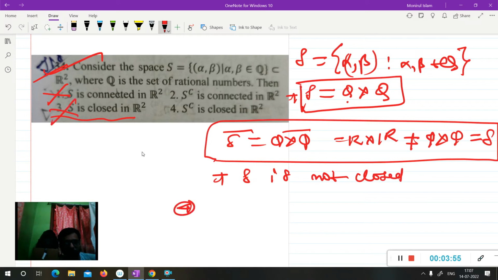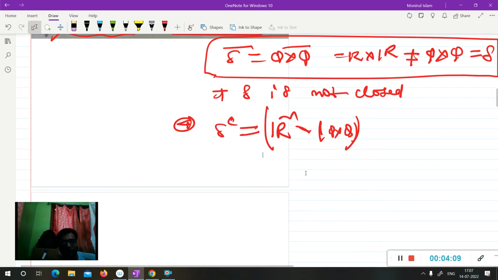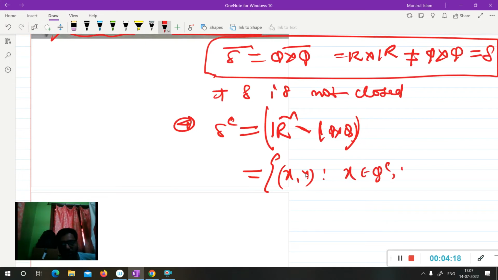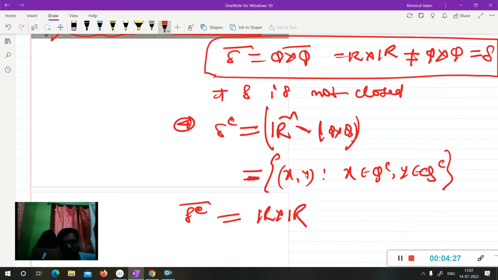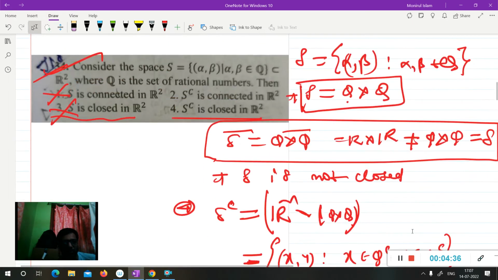Now option 4: S complement is closed. S complement will be R2 minus Q cross Q, which contains ordered pairs x, y such that x belongs to the irrationals and y belongs to the irrationals. If you take the closure of this set, it gives R cross R, which is not equal to S complement. So the closure is not equal to this set, so S complement is also not closed.